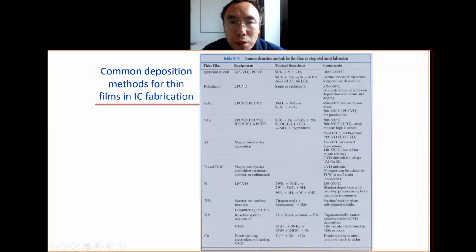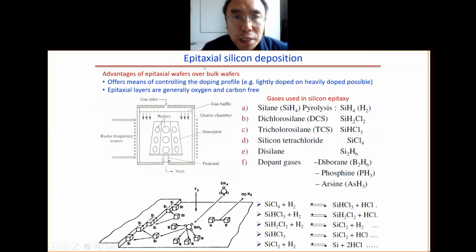For the polysilicon, we use LPCVD, and nitride, LPCVD, PECVD, and so on. And now we will look at those processes one by one. The first one is the epitaxial silicon deposition. This one we use the APCVD method.